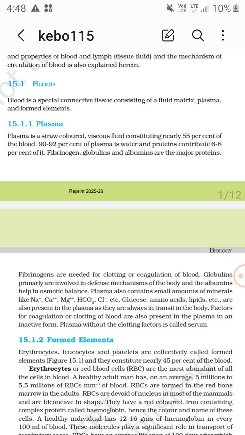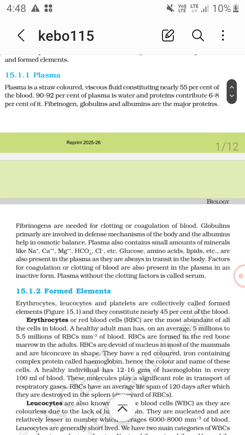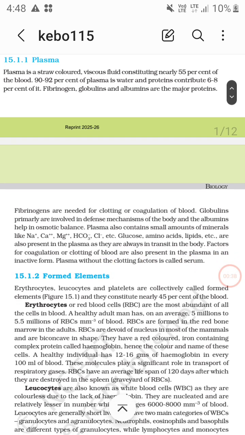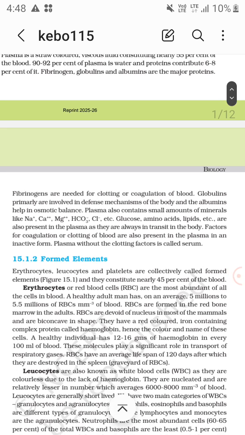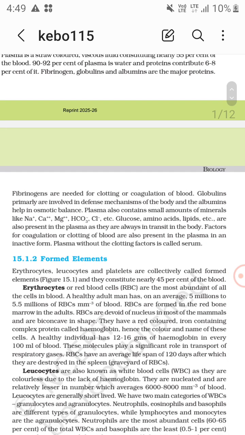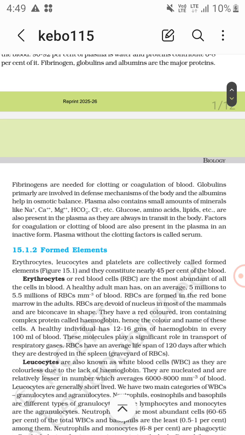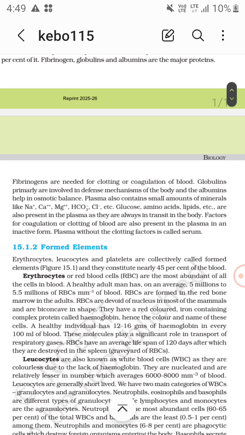Fibrinogens, globulins and albumins are the major proteins. Fibrinogens are needed for clotting or coagulation of blood. Globulins are primarily involved in defense mechanisms of the body, and the albumins help in osmotic balance. Plasma also contains small amounts of minerals like Na+, Ca2+, Mg2+, bicarbonate and chlorine. Glucose, amino acids and lipids are also present in the plasma, as they are always in transit in the body.